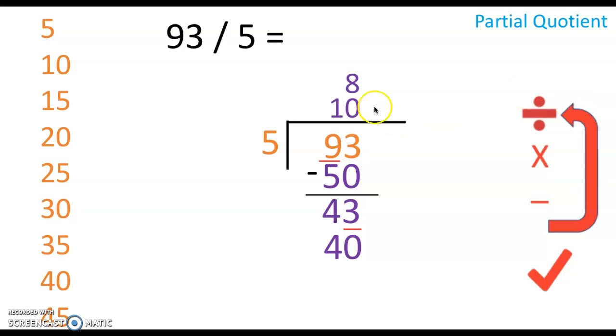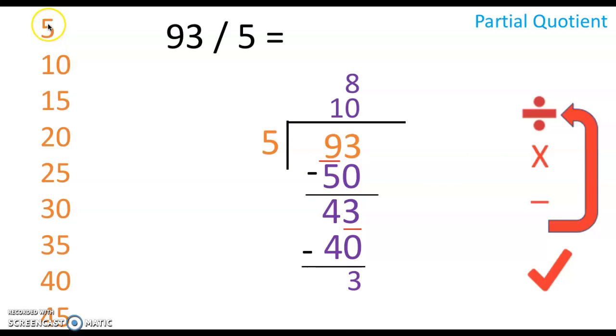That's my division. 8 times 5, that's my multiplication, is 40. Our next step is to subtract. 43 minus 40 is 3. Well, can we repeat and divide again?